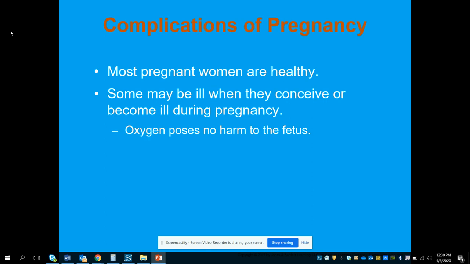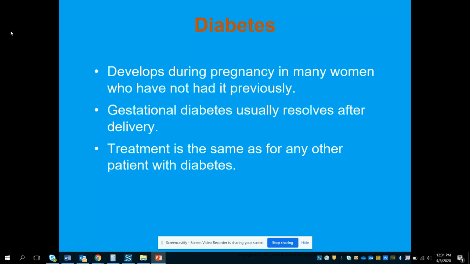So some may be ill when they conceive or become ill during the pregnancy. If they are already sick prior to getting pregnant, like let's say they're already a diabetic, or they already have high blood pressure, or they already have respiratory issues, then those things might be magnified during the pregnancy and become even worse. But sometimes a normally healthy person can develop these things during the pregnancy, particularly gestational diabetes and hypertension, which would be preeclampsia. So again, we'll take a look at those as we're moving on here.